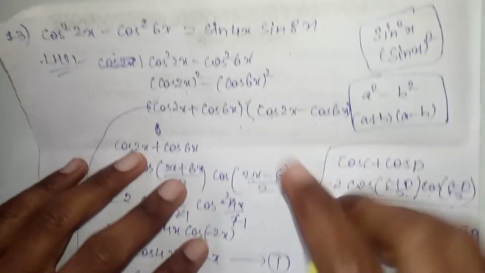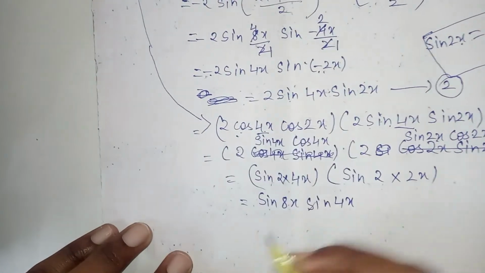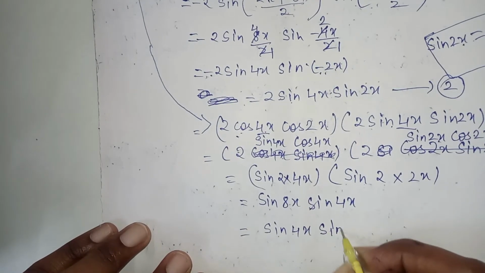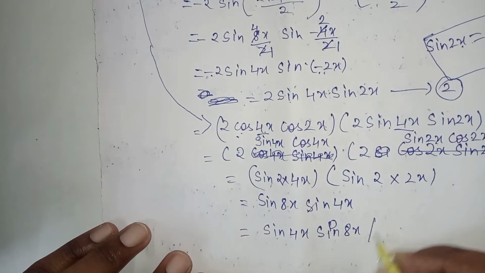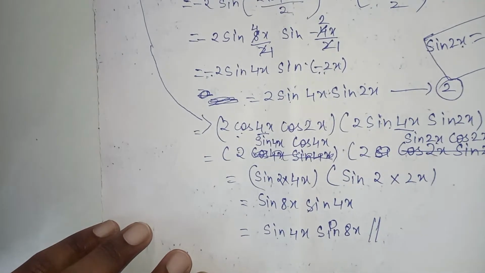So in the question what have they asked? Sin 4x sin 8x. So we got it. So just interchange and write, okay? Don't forget to keep equal to sin 4x sin 8x. So the question is completed. 13th question done. Let's proceed to the 14th question.